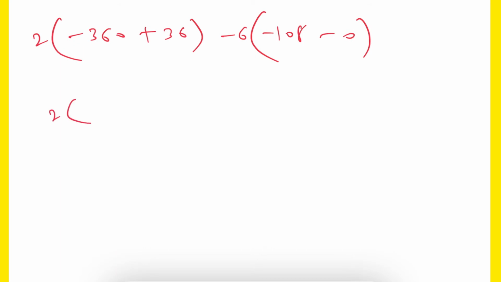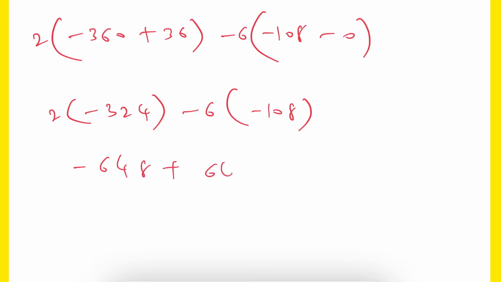So now 2 times minus 360 plus 36, minus 324. Next, minus 6 into minus 108, so 2 into minus 324 is minus 648, plus 648. Minus 648 plus 648 is 0. Here the determinant is 0, so that's why this rank is not 3.